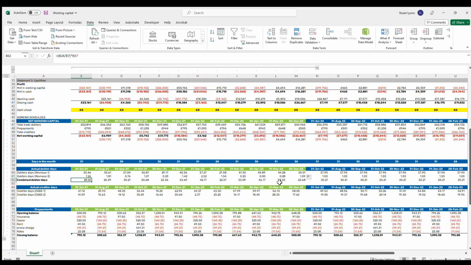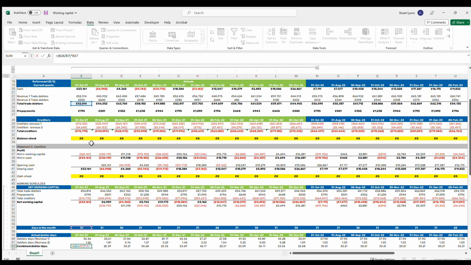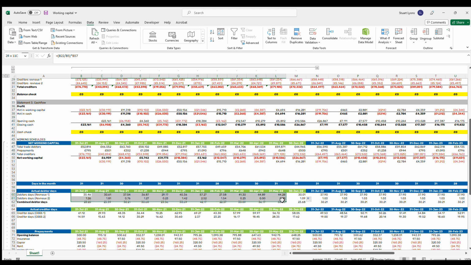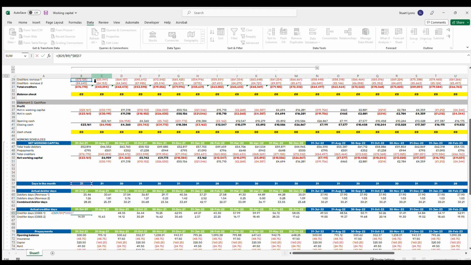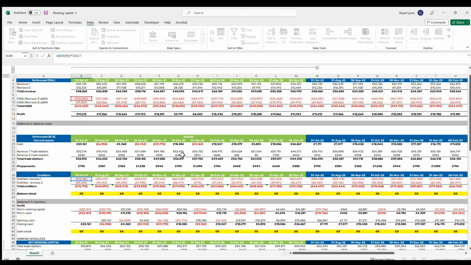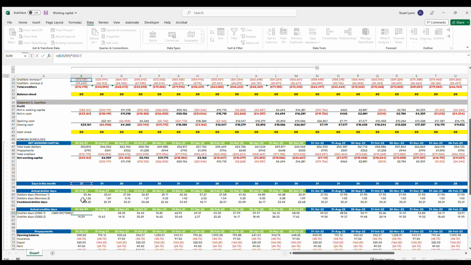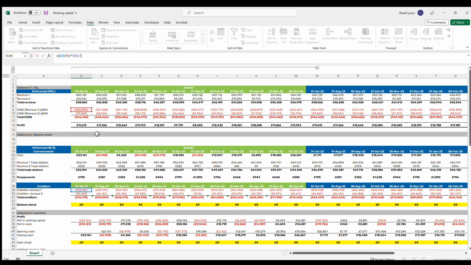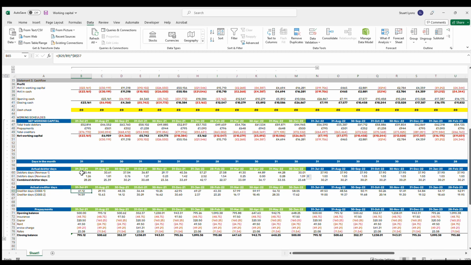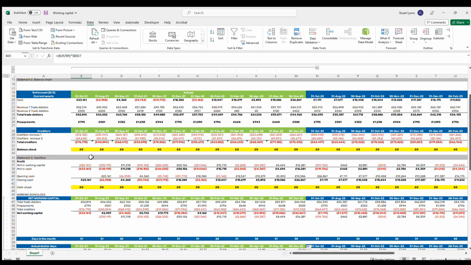We do it again, and then we have the combined as well. And that gives us our actual trade debtors. Creditor days, very similar again. What we do is we have the trade creditors actuals divided by the actual cost of goods sold in the month times your days in the month. And that gives us our trade creditors, and we pull that across, which gives us our balance sheet.